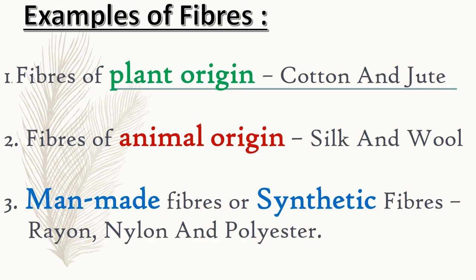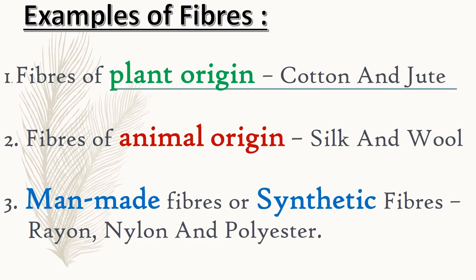Number 2, fibers of animal origin. As the name suggests, we extract these fibers from the animals. Silk and wool.